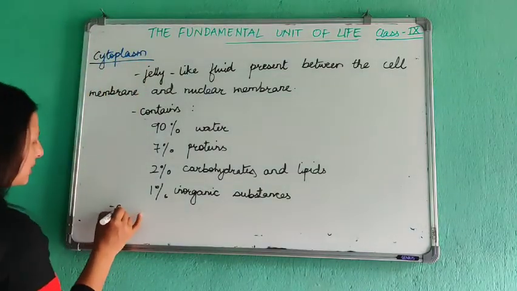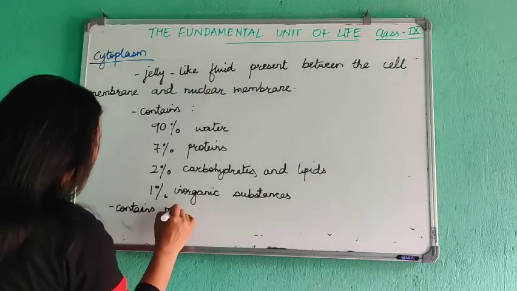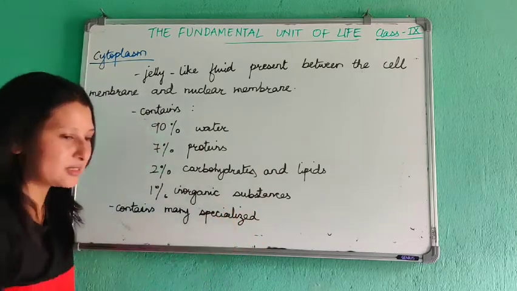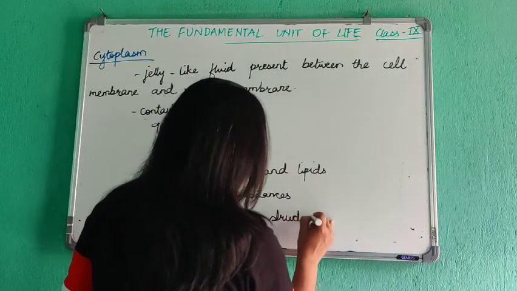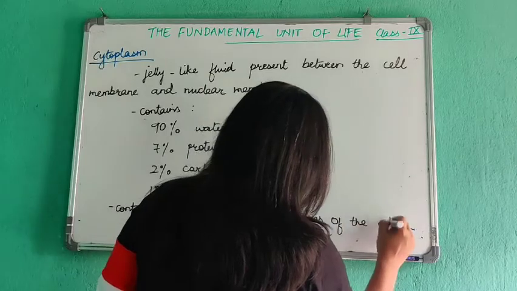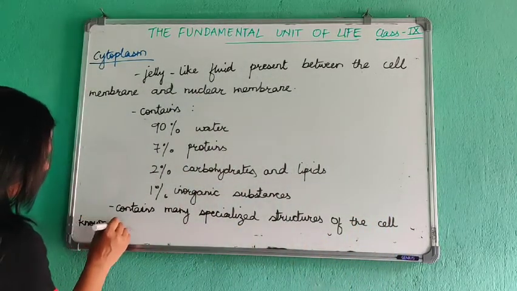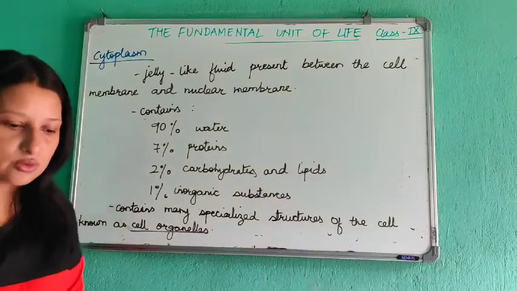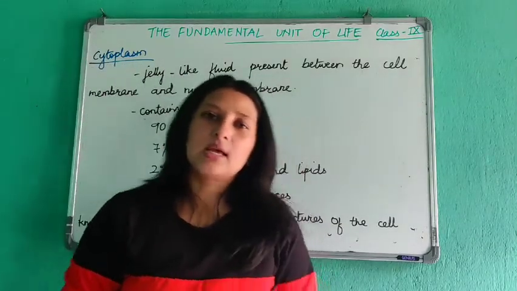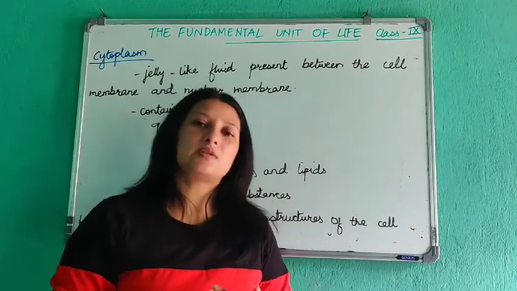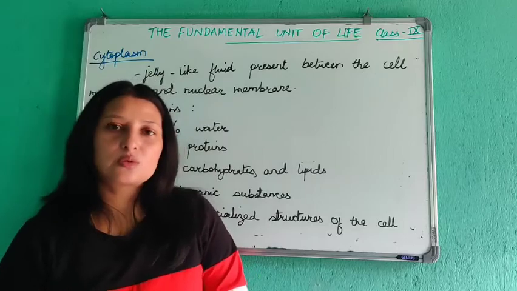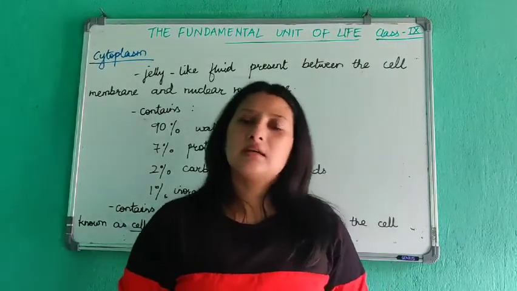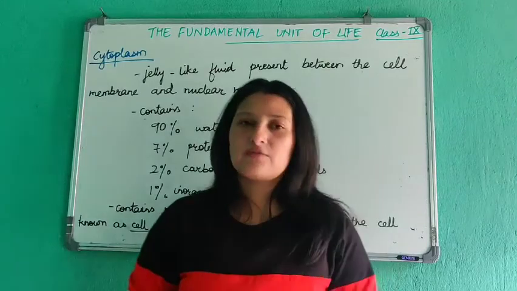Okay, and inside the cytoplasm it contains many specialized structures of the cell, known as cell organelles. So यो cytoplasm भित्र थुप्रै स्पेशल स्ट्रक्चर्सहरु हुन्छन्, त्यसलाई हामी भन्छौं cell organelle. Each cell organelle has a distinct structure and it has a distinct function. Specific function पनि हुन्छ, shape पनि, structure पनि different हुन्छ. So we'll talk about those cell organelles in the next class. I hope you are clear with whatever was taught today.